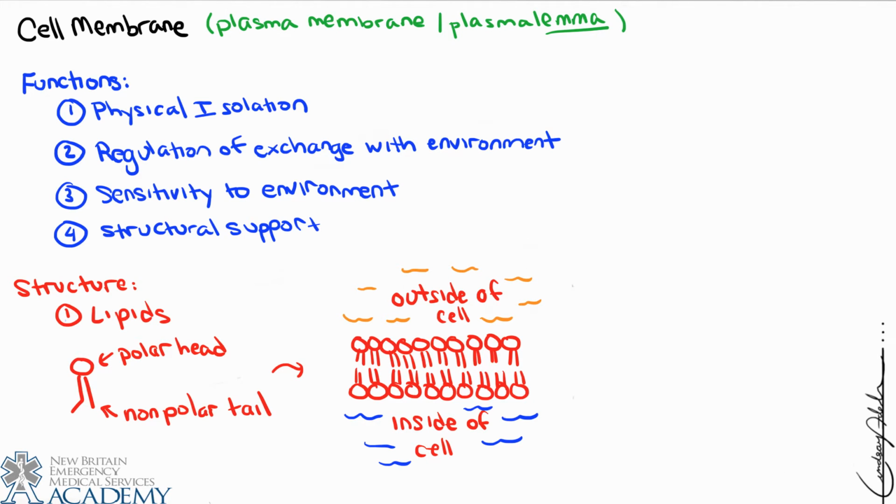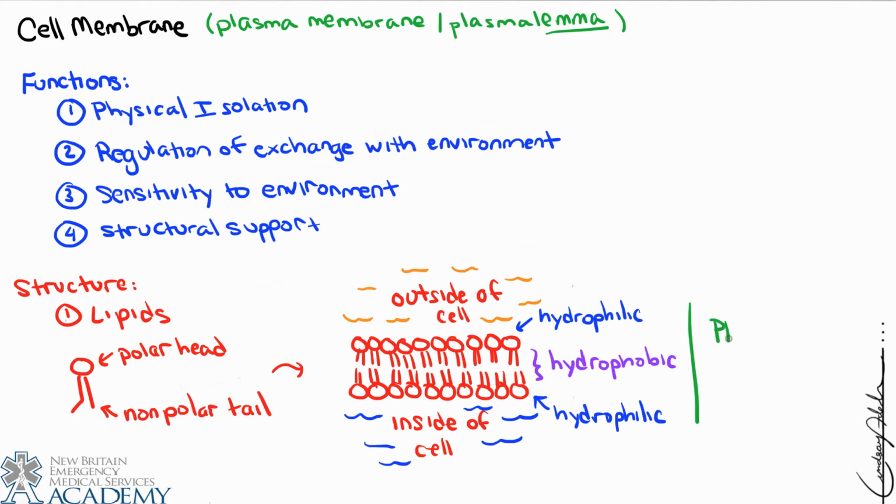So we'll label the outside of the cell and the inside of the cell. Just remember that the inside of the cell contains intracellular fluid, which is of a certain composition, and the outside contains interstitial fluid, which is of a different composition. So the polar heads, remember, are hydrophilic, and the nonpolar tails are hydrophobic. Together, this construction is called the phospholipid bilayer.